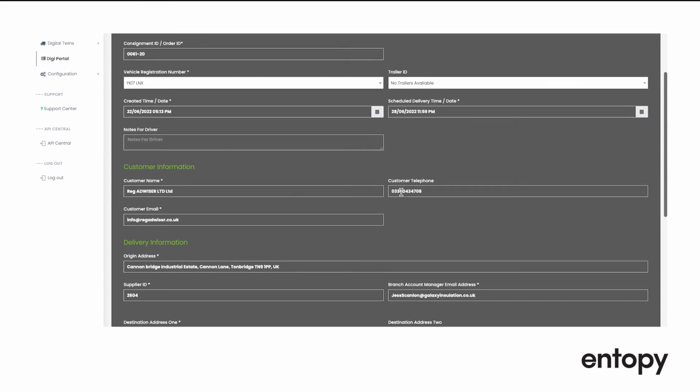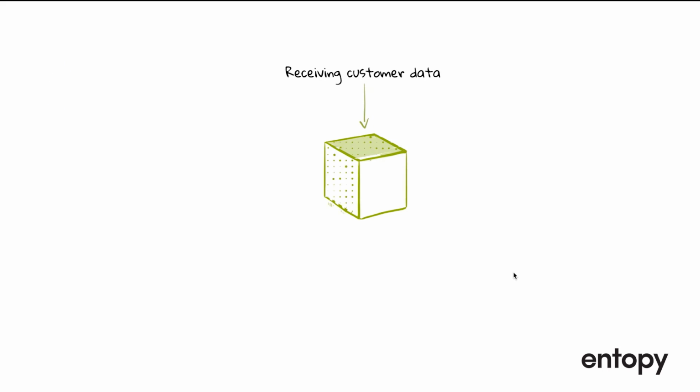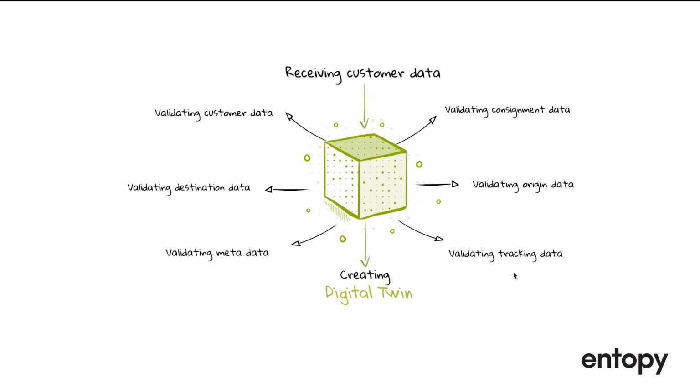Once happy, scroll to the bottom of the twin page and click validate. At this point, Entropy will process and validate all of the data for that digital twin, putting the twin live and enabling tracking and communication of key events with the end customer.